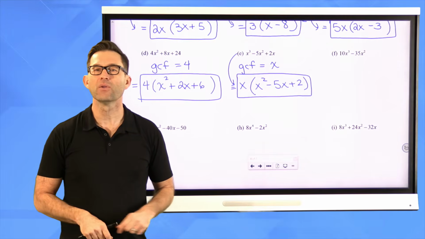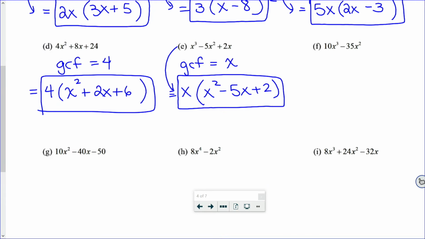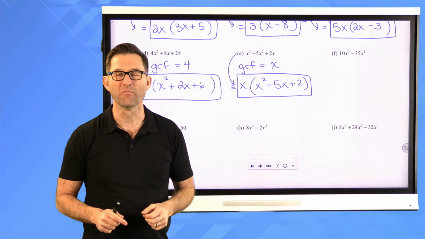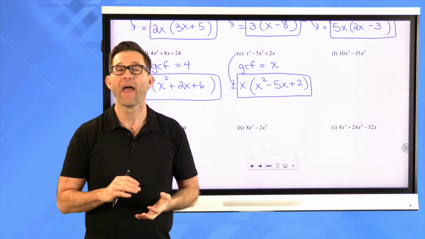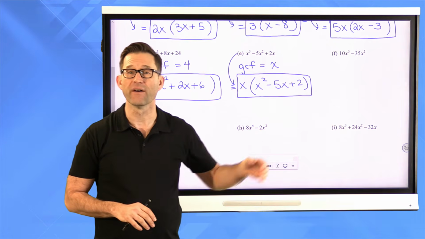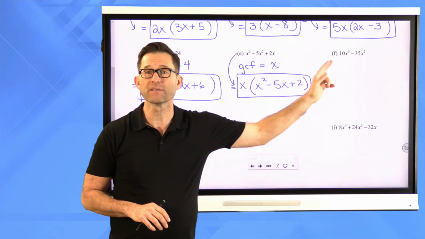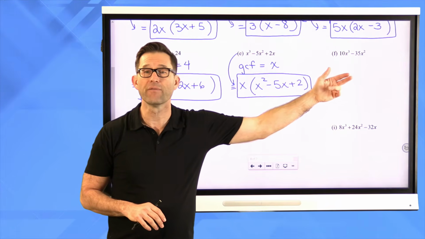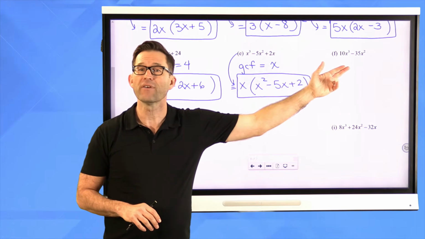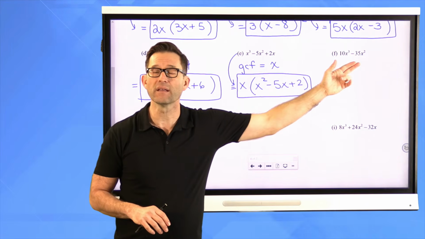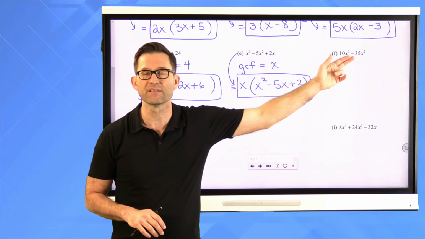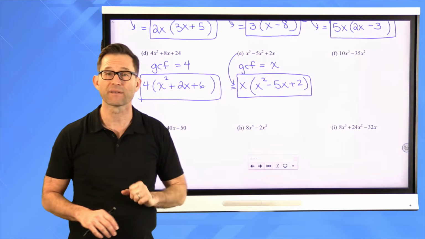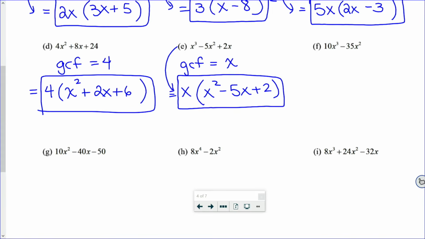All right, so letter F, we've got 10x to the third minus 35x squared. This is a nice one because it's got both a numerical component and a variable component to the GCF. Hopefully it's obvious the biggest number that divides into both 10 and 35 is 5. Then we have an x to the third and an x to the second, so the biggest power of x that sits inside of both of those is x squared. So our GCF in this case is 5x squared.